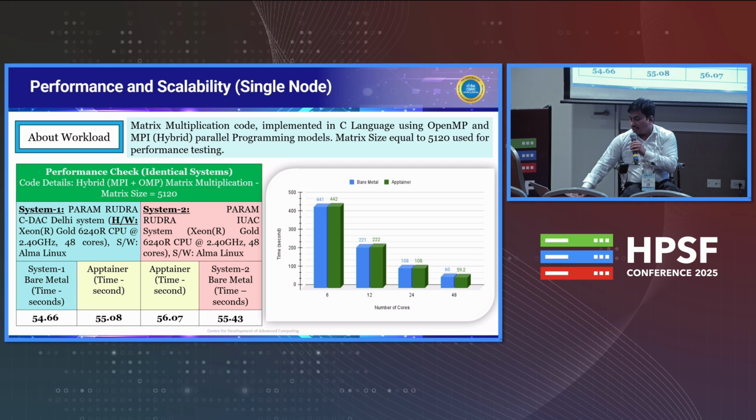Another aspect was scalability. Our objective was to check whether, by increasing the number of cores as on the bare metal system, running the same code with Apptainer follows the scalability trends, and whether different workloads add any overhead on the systems. Here we observed that yes, it follows the trend as we increase the number of nodes, especially with respect to the bare metal system. So this was one aspect.